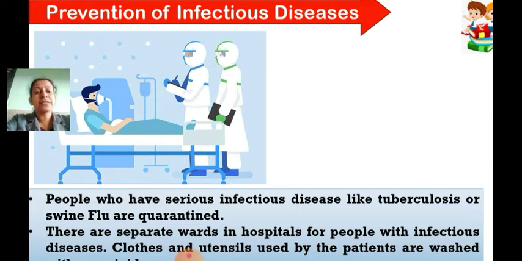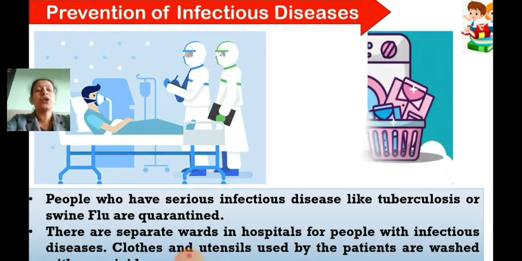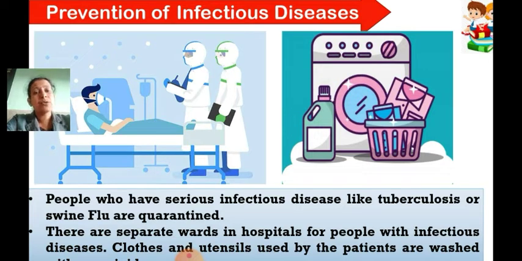Okay, so clothes and utensils used by the patients are also washed with germicides, because when they sneeze or cough, those germs also fall on their clothes. So even through clothes it can spread, because if anyone touches the used clothes of the patients, the germs will be on their hand. So those patients' clothes also need to be washed regularly with germicides, so that the germs are killed.